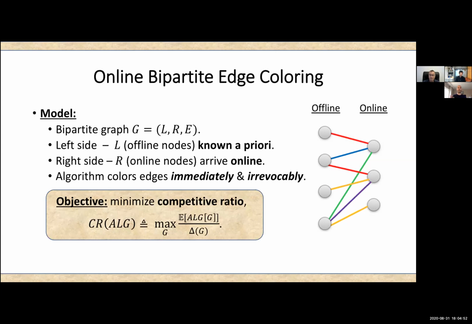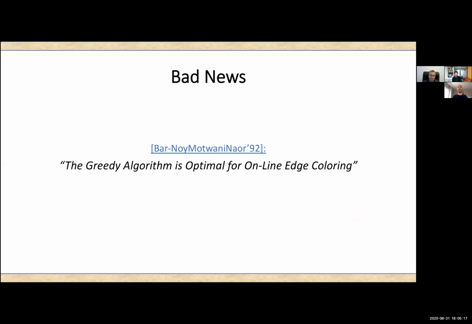Great. So just to make sure we're all on the same page, the greedy algorithm I mentioned from a couple of slides ago is trivially an online algorithm, and it's essentially 2-competitive, up to low order terms. And so our starting question for this project was, can we outperform the greedy algorithm? And unfortunately, a note published by Bar-Noy et al. in '92 seems to indicate that this is not the case. Their note is simply titled, "The greedy algorithm is optimal for online edge coloring."